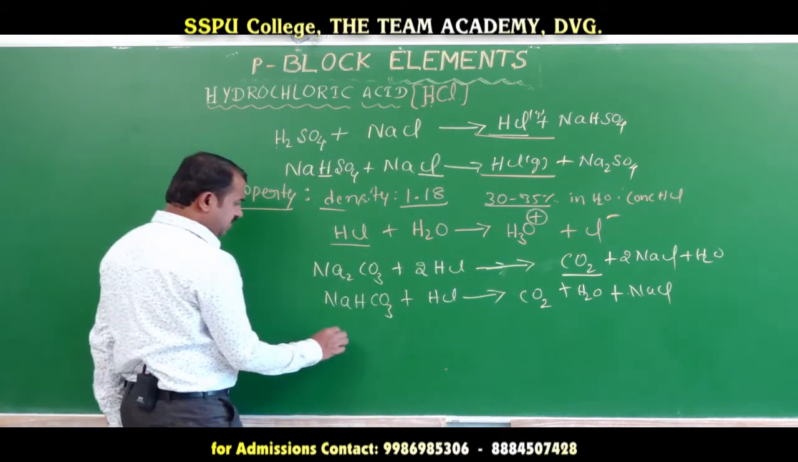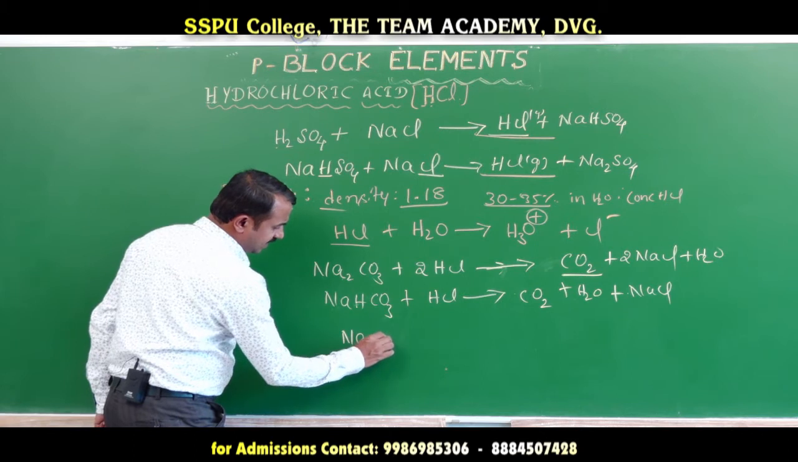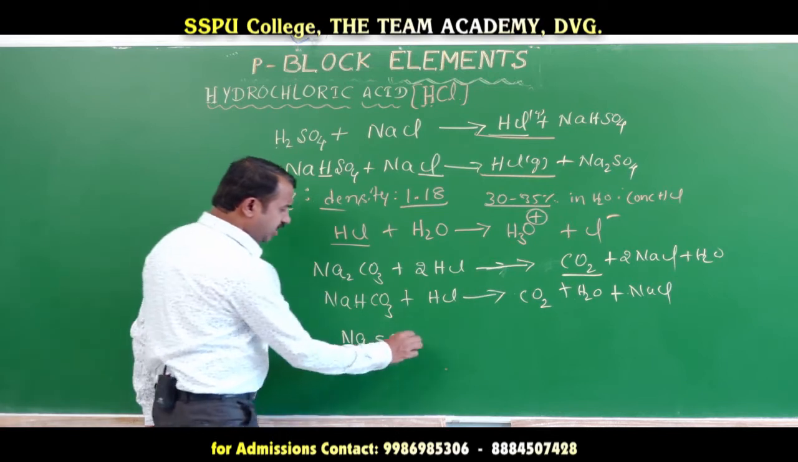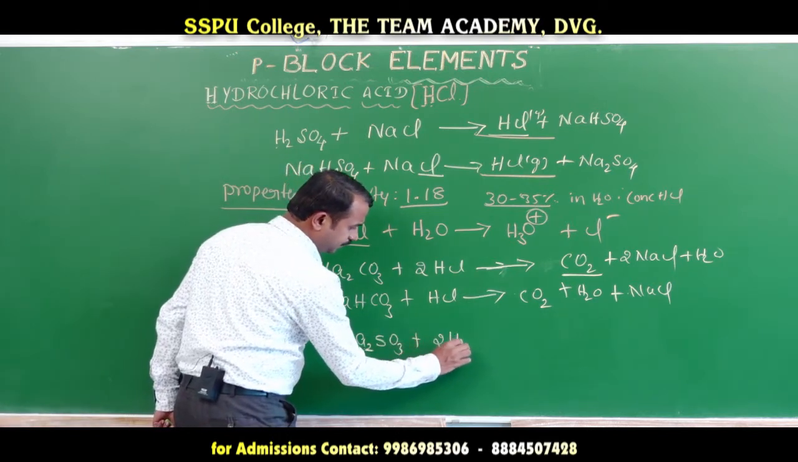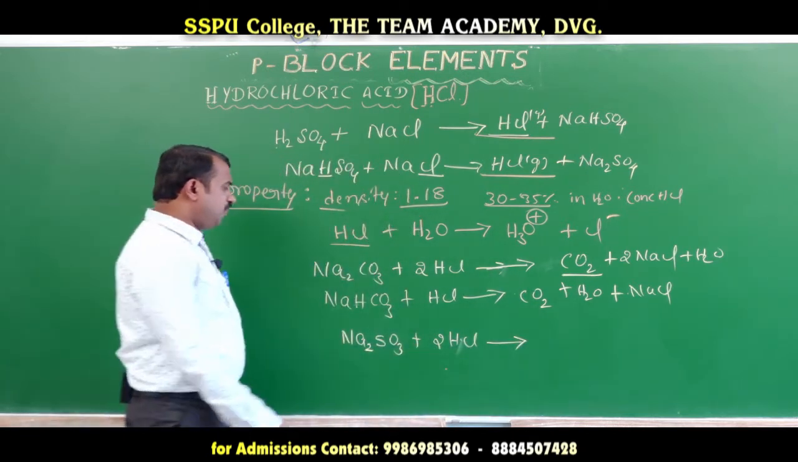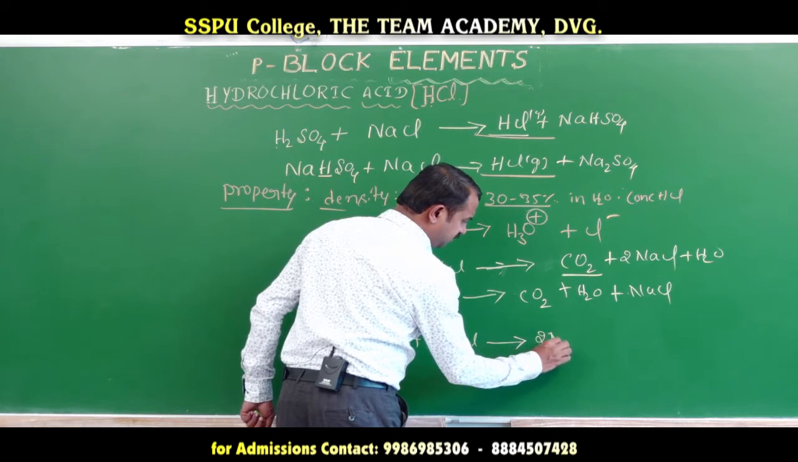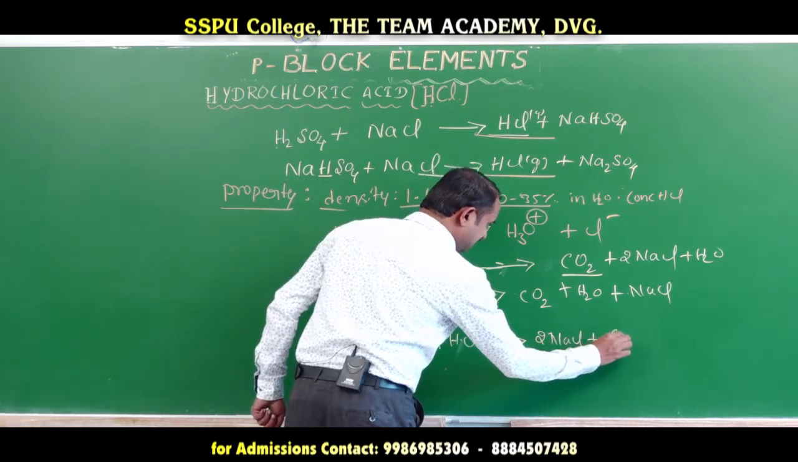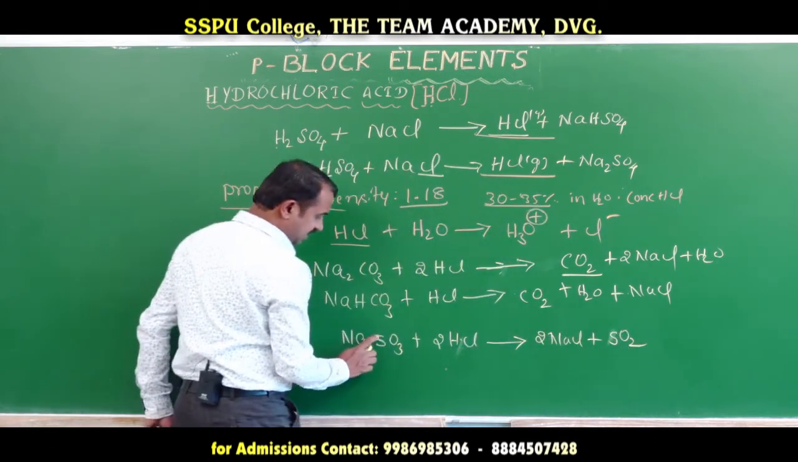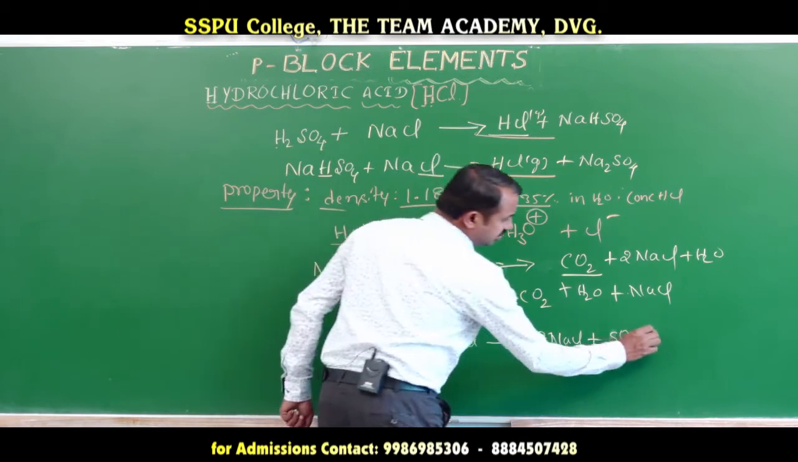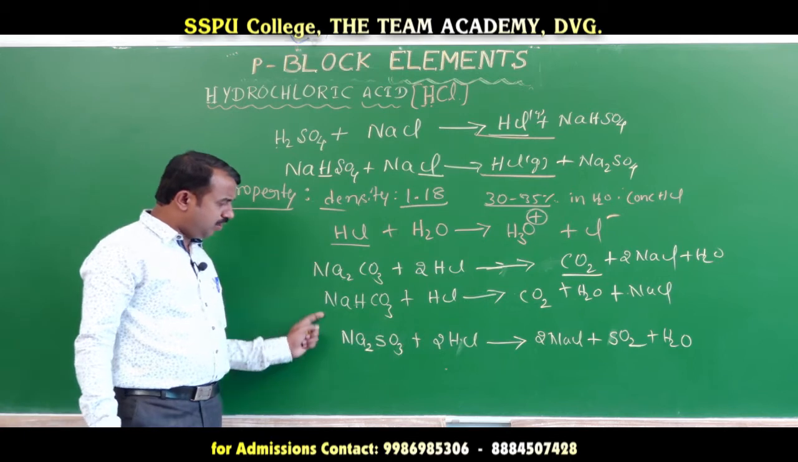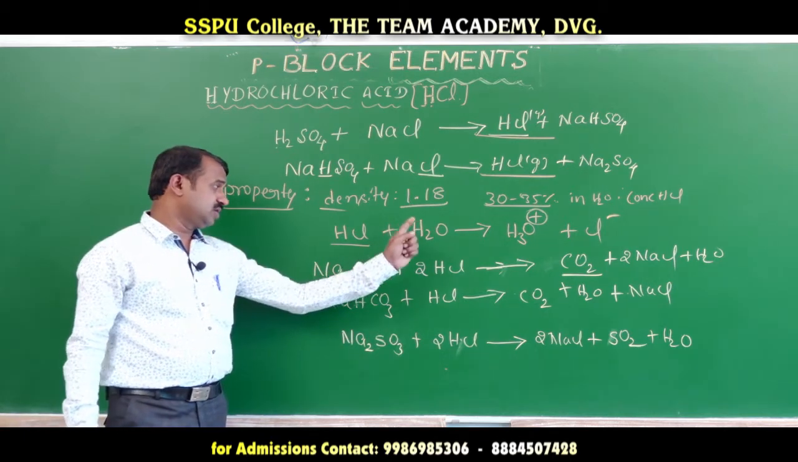Or you take sodium sulfite, Na2SO3. When sodium sulfite reacts with hydrochloric acid, it forms two molecules of sodium chloride plus sulfur dioxide and one molecule of water. These are the important chemical properties of hydrochloric acid.